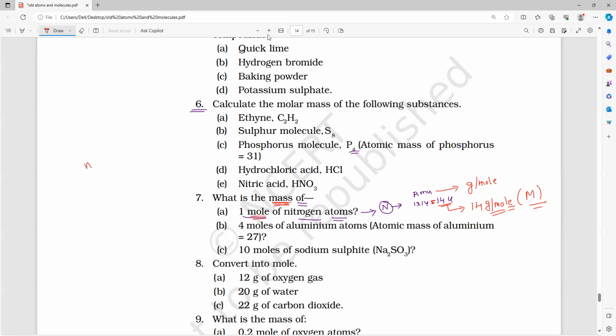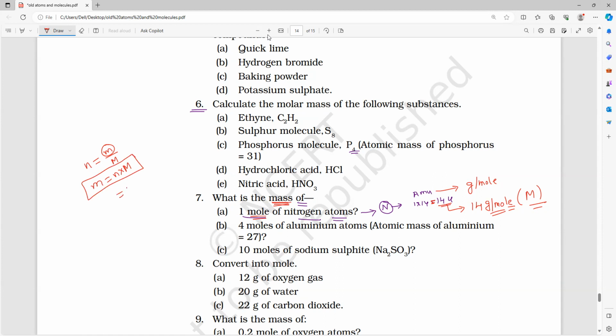Given the molar mass, moles is equal to given mass divided by molar mass. We want the given mass, so given mass is equal to number of moles times molar mass. Do we all know the formula or not? Everybody, all of you.